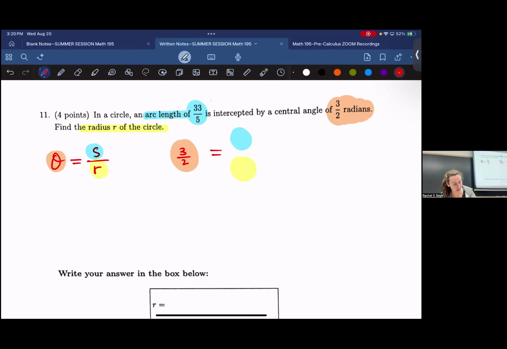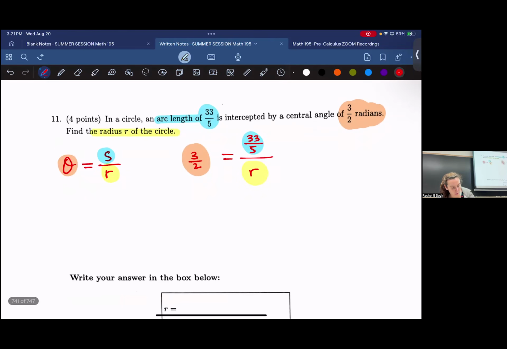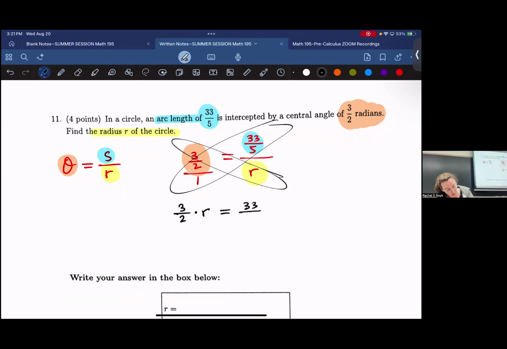And so we're really just plugging in for our respective colors and then solving for the missing variable. So we have our theta here. We have our R. We have our S. We're trying to find our R. And so I'm going to go ahead and cross multiply. We're dealing with a lot of fractions here. So when you cross multiply, make sure that you don't switch up the numerator and denominator. I'm just going to do 3 over 2 times R is equal to 33 over 5.